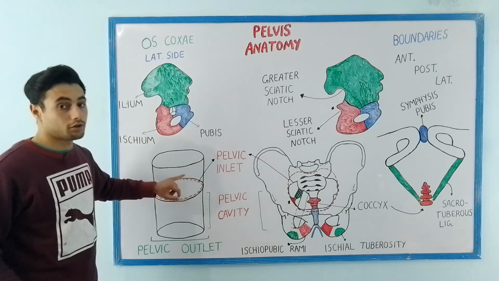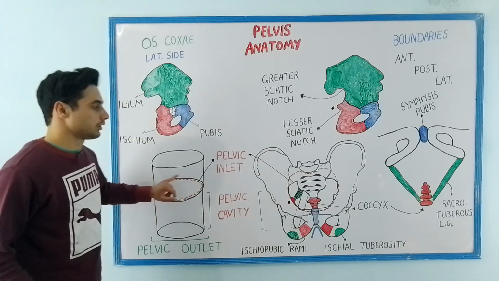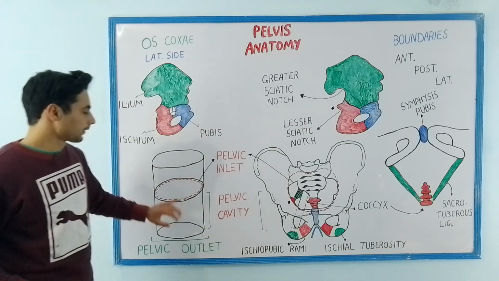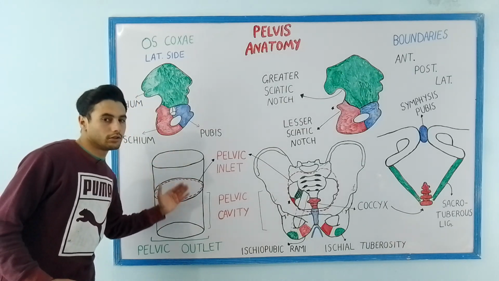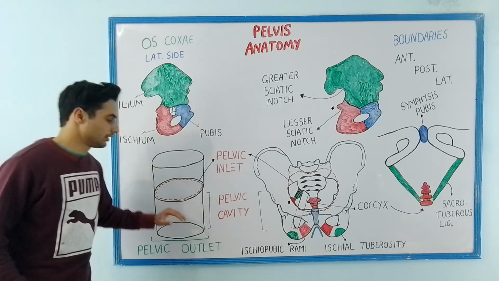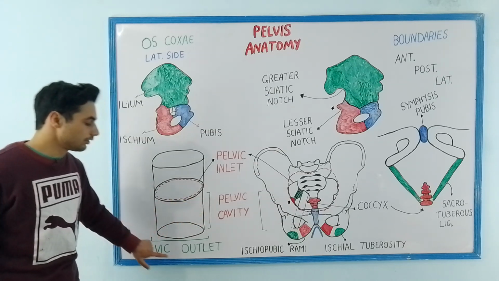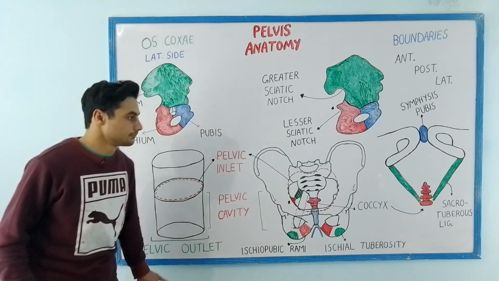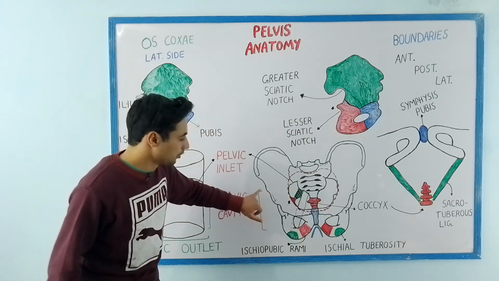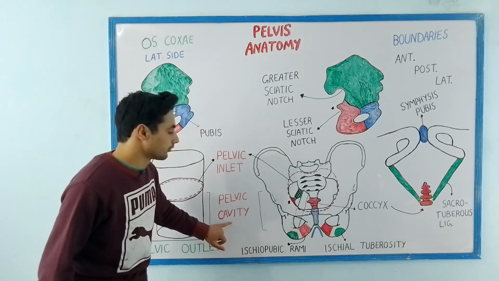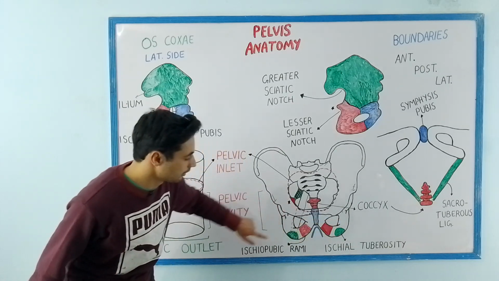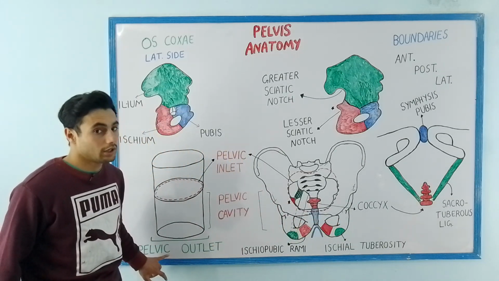Consider this red dotted line, which is the boundary of the pelvic inlet, also known as the pelvic brim. This pelvic inlet will lead into a cavity which is known as the pelvic cavity, and the pelvic cavity will end at the pelvic outlet. So this red dotted line is the pelvic inlet, this whole cavity is the pelvic cavity, and this pelvic cavity will end somewhere right here, which is known as the pelvic outlet.